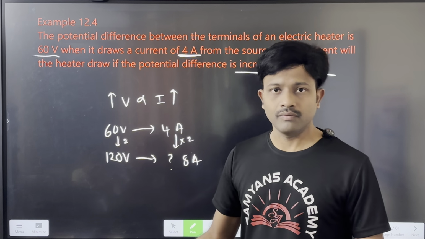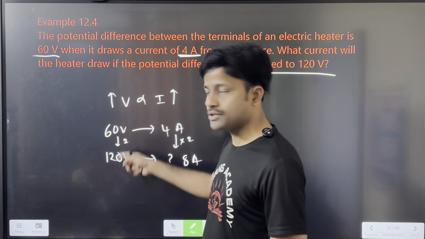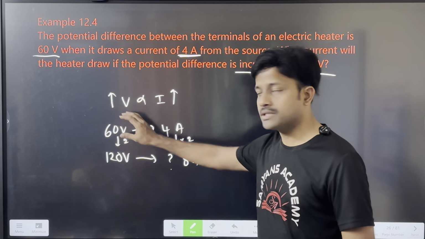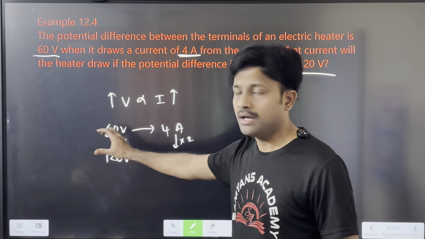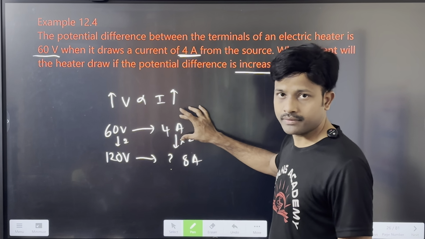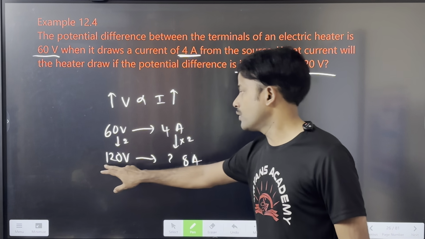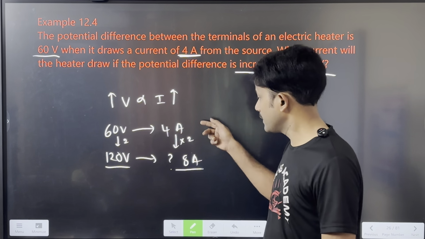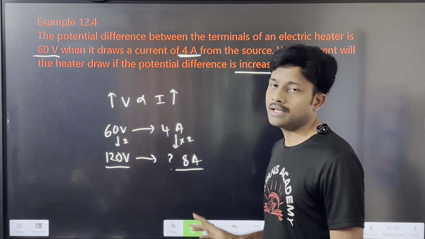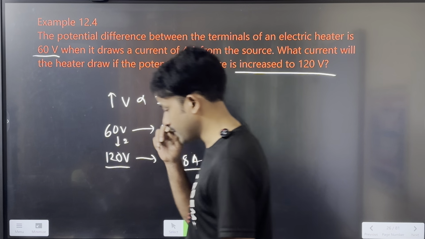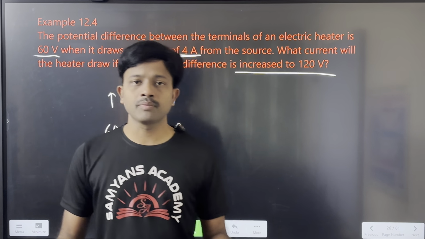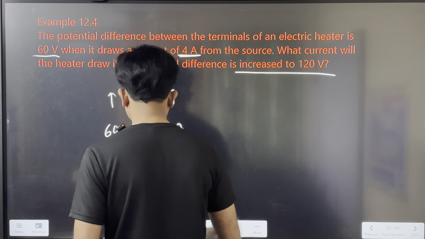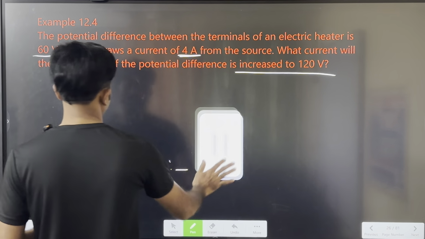It is very simple. When voltage value increases to 2 times, the current value also increases to 2 times. When the source voltage is 60 volt, there is a current of 4 ampere. Whenever the voltage value is 120, the current also increases to 2 times. 4 into 2 is 8 amperes. In this way also we can do, according to Ohm's law, V is directly proportional to I, V by I equal to R. So it is one way to guess the answer, but the actual way it is not correct.